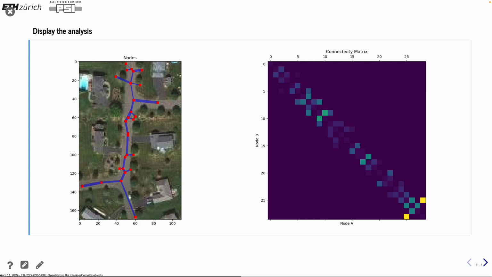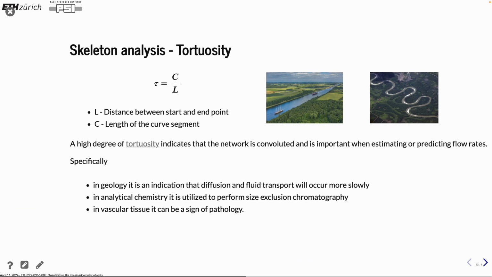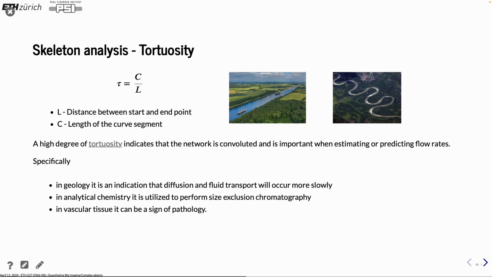But you can put any information. You can put the length, you can put the thickness, you can put tortuosity, which I'm coming to next. And tortuosity is a ratio between the distance between start and end point and the length of the segment. So this one has a low tortuosity, essentially approaching 1, while this one has a much greater tortuosity. And there is a nice description on tortuosity on Wikipedia.